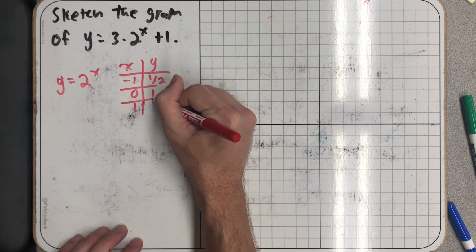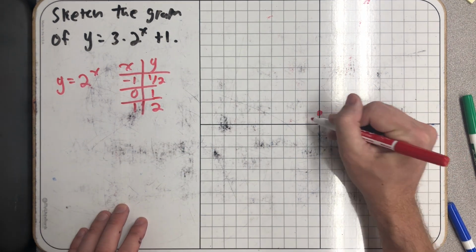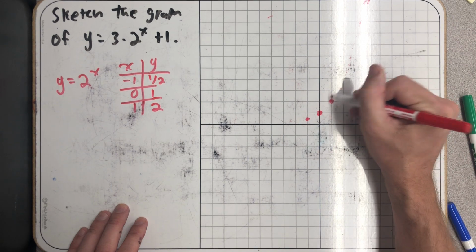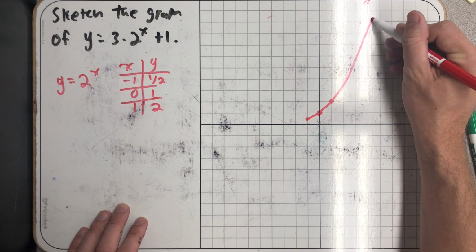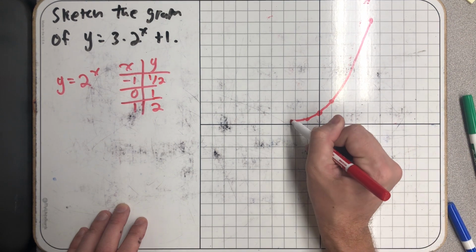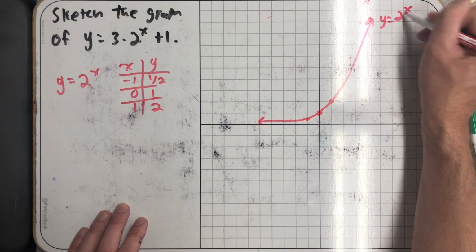And this quick table will tell me some points I can plot. This isn't the final answer I want, but it's a starting place. So this is the graph of y equals 2 raised to the x power.